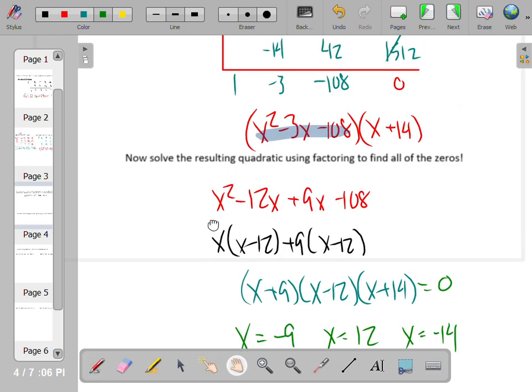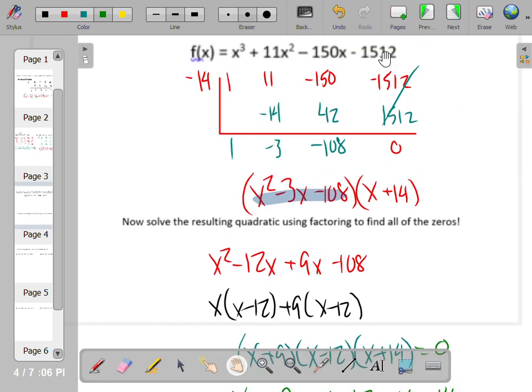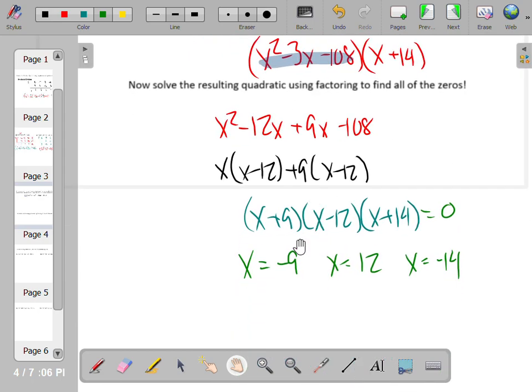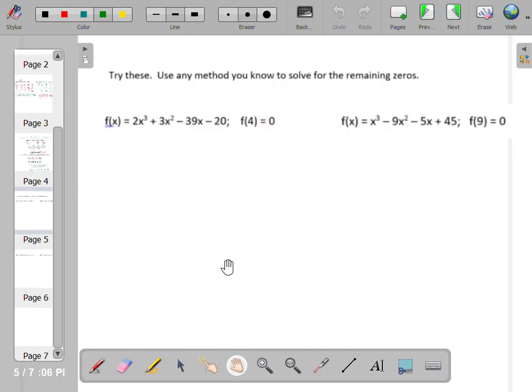So you're going to use synthetic division to knock the polynomial down a degree by dividing out one of the factors. Then, when you have a quadratic, you're going to be able to solve it, and it's usually going to be factorable, but even if it's not, we can do the quadratic formula. I'll do a couple more with you, and then you guys can do the last two.